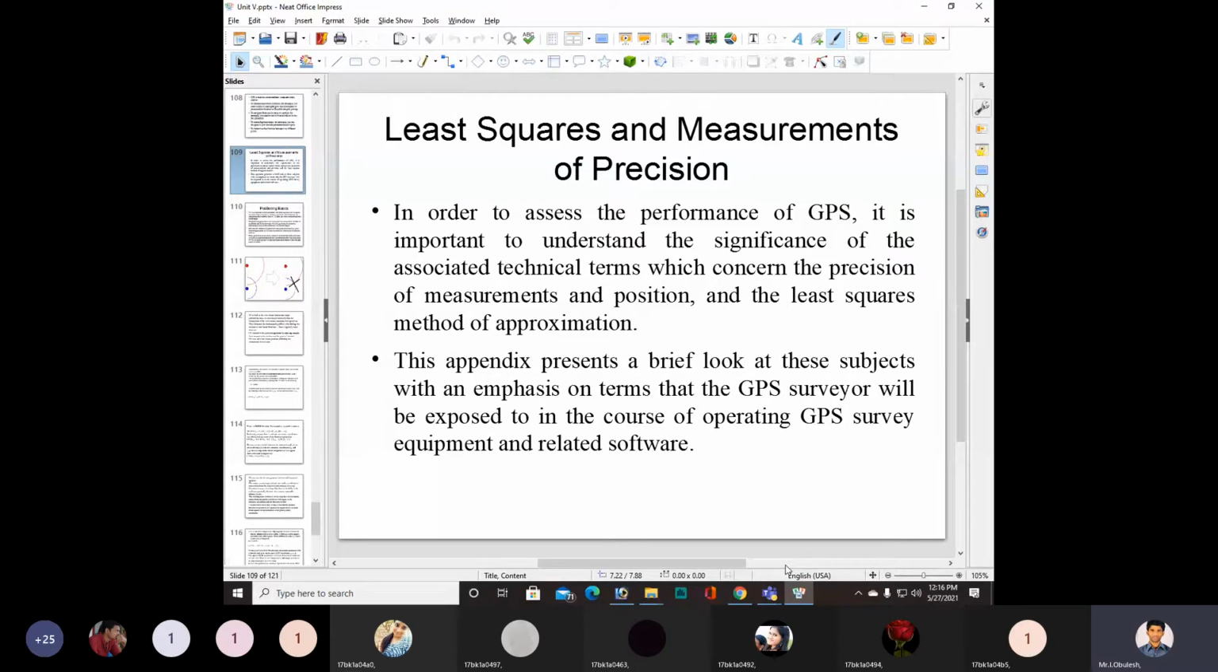In order to assess the performance of GPS, it is important to understand the significance of the associated technical terms which concern the precision of measurements and position, and the least square method of approximation.